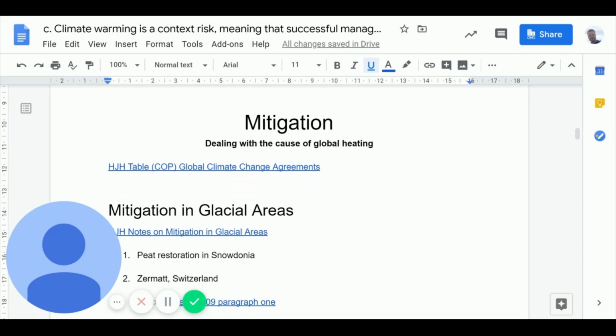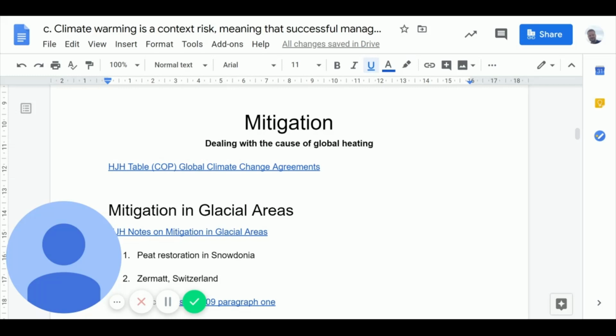Mitigation, that's about dealing with the cause. So that's actually reducing how much climate change actually happens, how much the temperatures increase. Essentially, it's about reducing the emission of greenhouse gases, particularly carbon. Now, you can look at this on a global scale, a national scale, and a local scale. All three have to come into play.